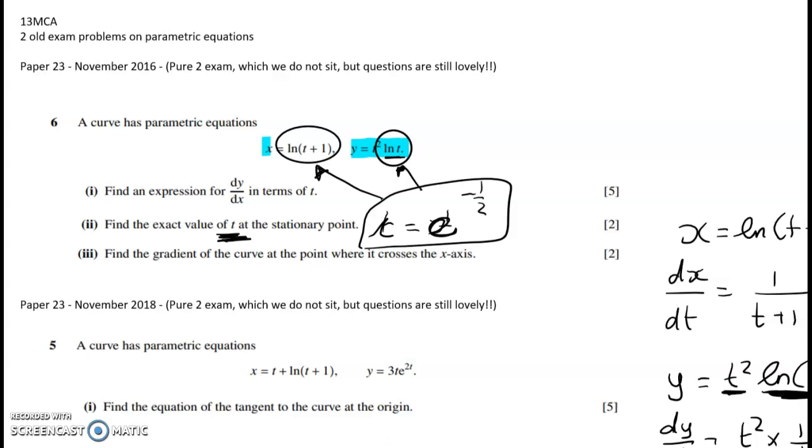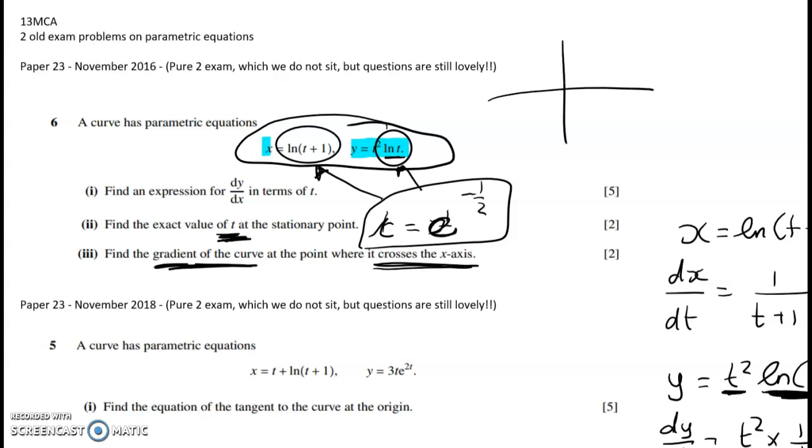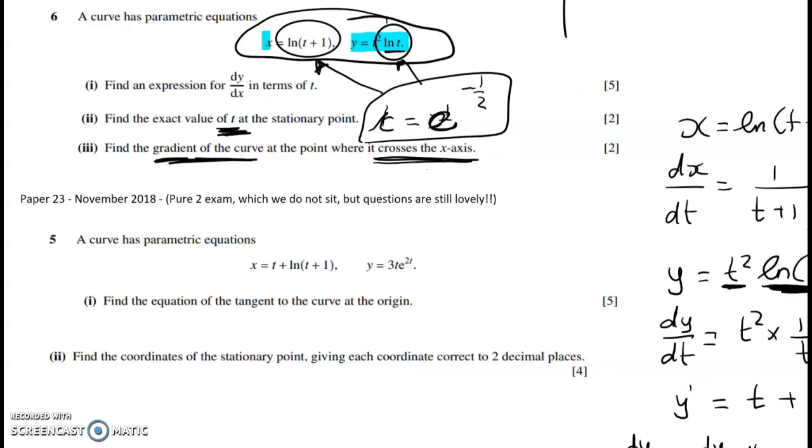I'm not going to do that here because the next question is also going to take a wee bit of time. The last thing we have to do is to find the gradient of the curve at the point where it crosses the x-axis. Okay, this is my curve. Where will it cross the x-axis? What does that mean? Well, that just means y must be equal to 0.